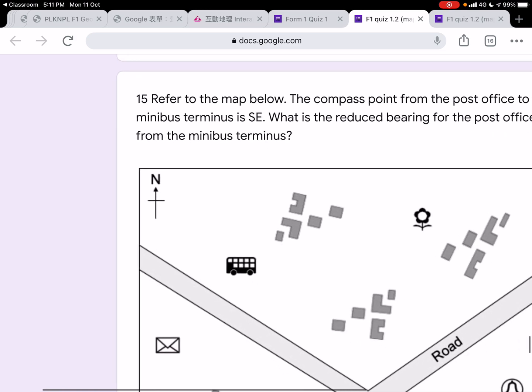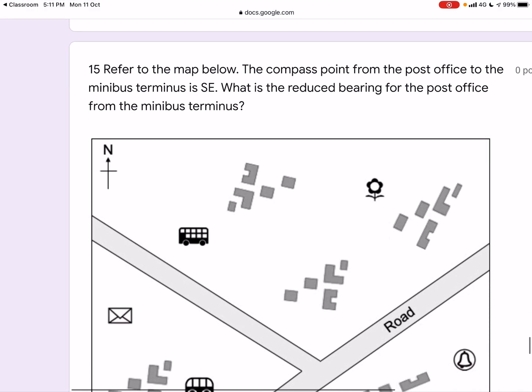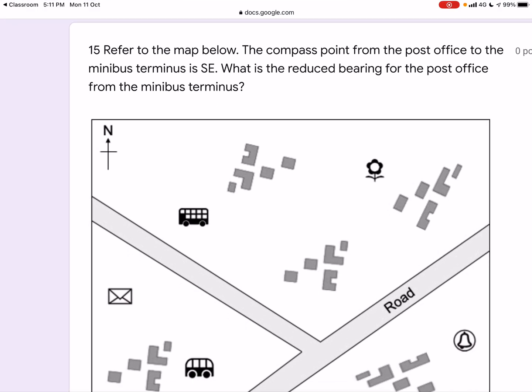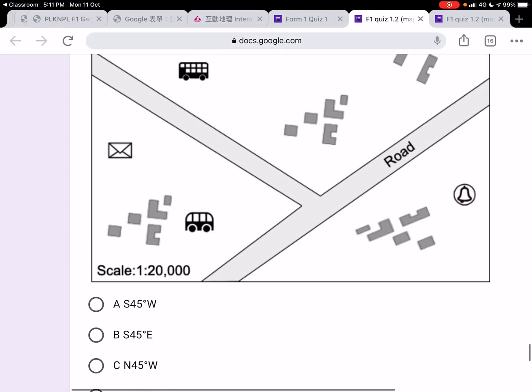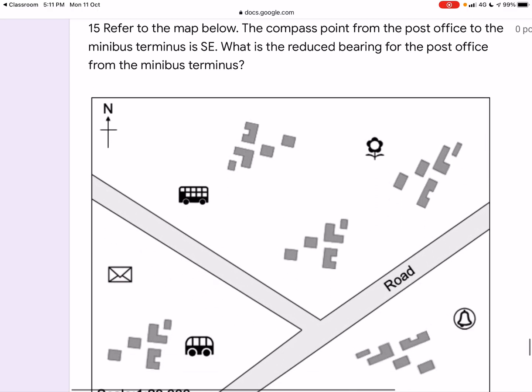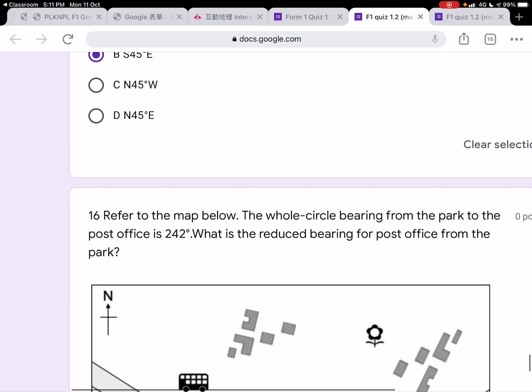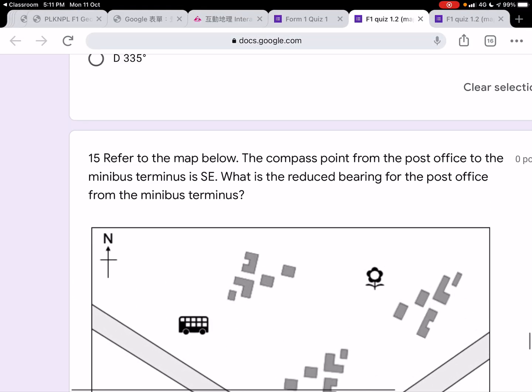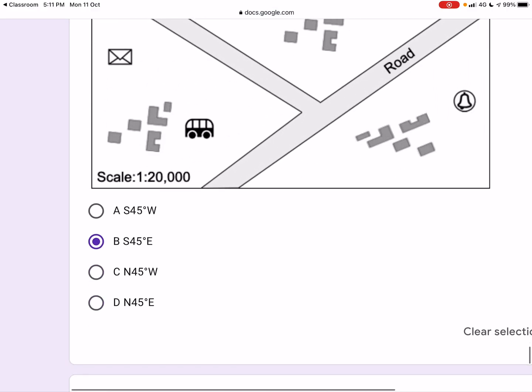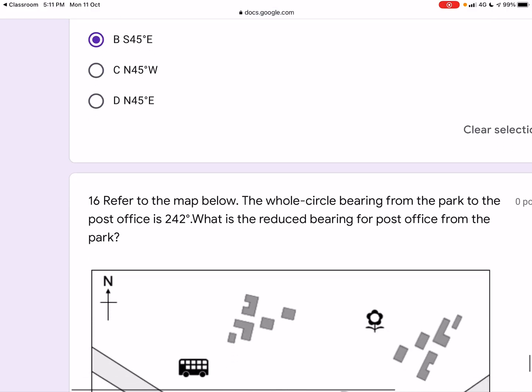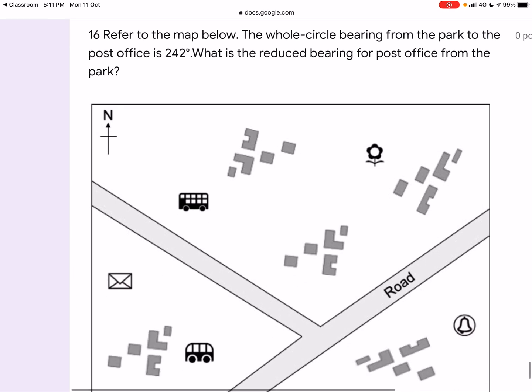And then this one, the compass point of the post office to the minibus terminus is southeast. How about the post office reduced bearing? Again, it's just asking you to change the southeast to the reduced bearing, okay? So if it is southeast, it's very simple, because it's asking you from southeast to reduced bearing, then it should be south 45 degrees east, okay?